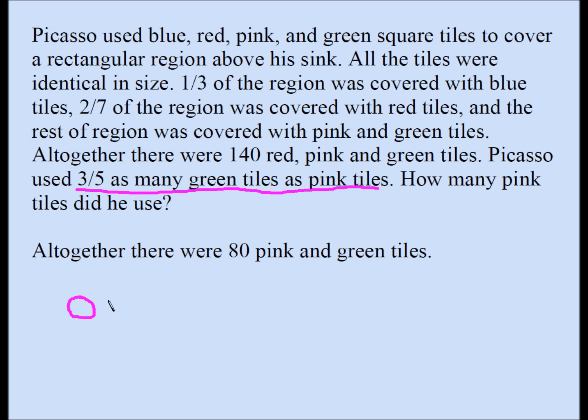So, if these are the pink tiles, if he used 5 parts of pink tiles, then he must have used 3 parts of green tiles. Another important step that sometimes people overlook or misread. So this is what 3/5 as many green as pink means. If you have 5 circles representing the pink tiles, then there will be 3 circles representing the green tiles. That tells me to take all the pink and green tiles and cut them into 8 identical pieces. And that's what I'm going to do on my next picture.